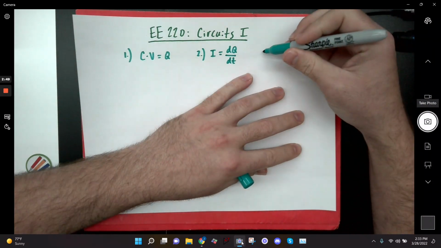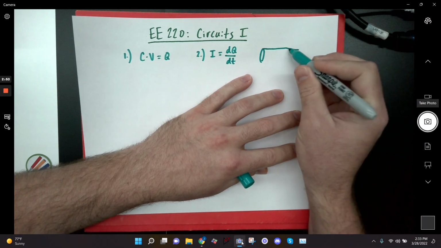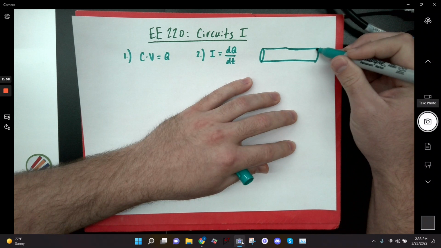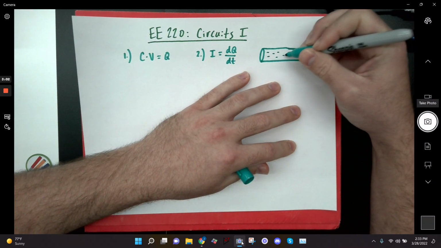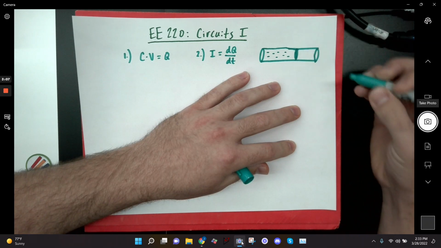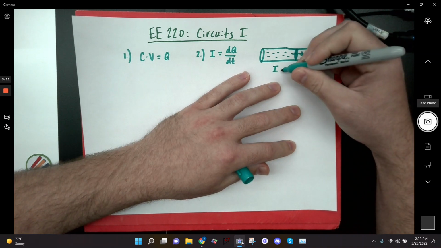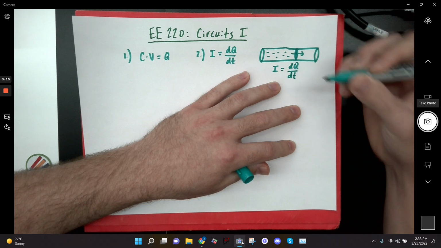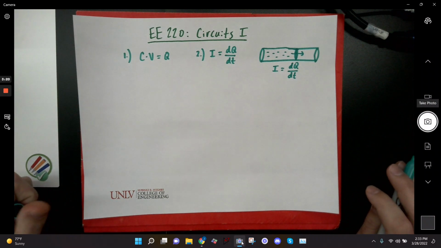So if you're looking at, let's say this is a wire, and I've got some negative charges flowing through some cross section of this wire, the current through that wire would be defined by basically how much charge flows per time. That's what current is by definition, okay?